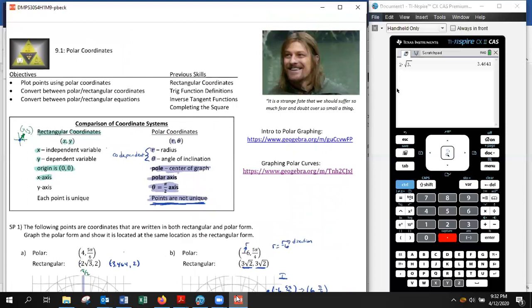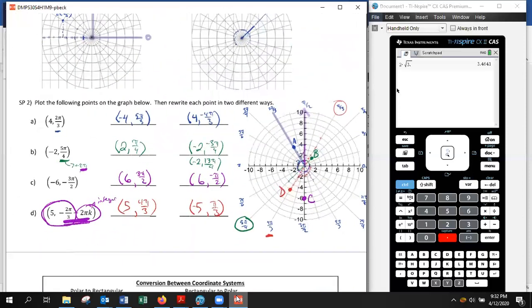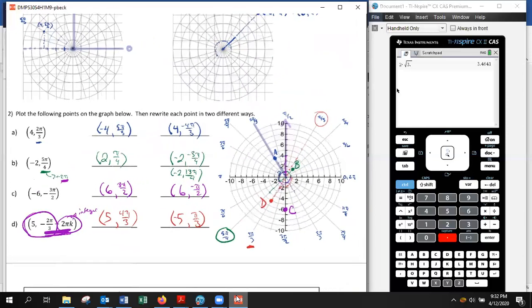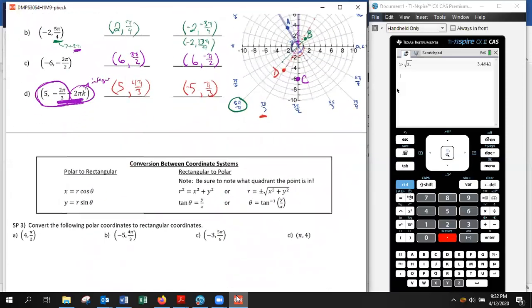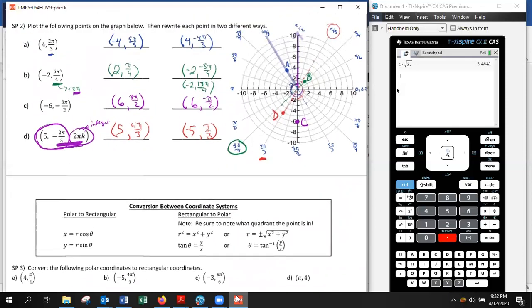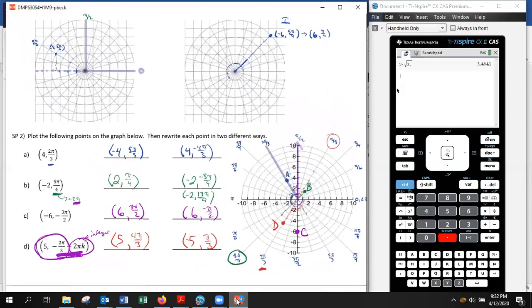So hopefully this gives you a little bit of explanation. The first thing we're looking at is how you plot points using polar coordinates, graphing our polar coordinates, and hopefully this gives you enough information. As we begin video 2, in just a moment we're going to start actually doing the conversion from one coordinate system to the other. So signing off on video number 1.